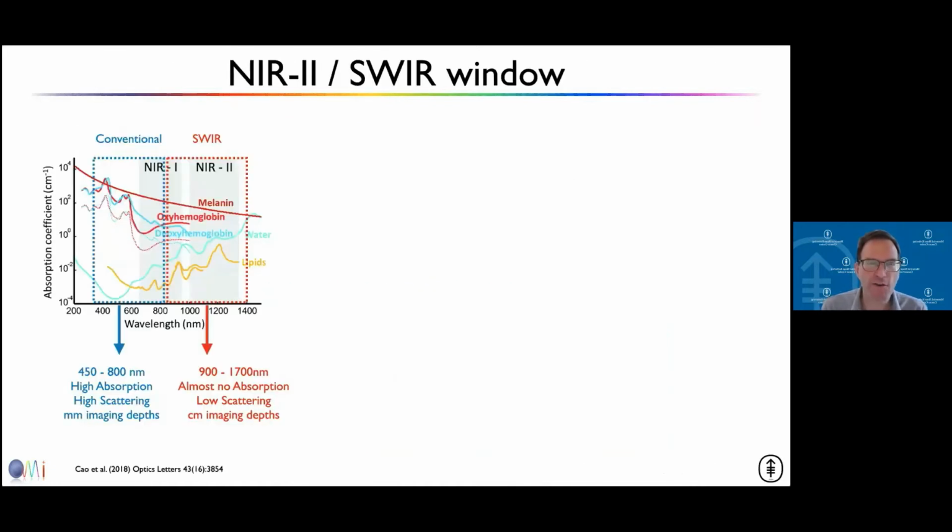Now, I'm not sure if this has been mentioned before or I missed it. The SWIR or near-infrared 2 window is going increasingly into focus. In the conventional near-infrared, up to 800, we have high absorption, high scattering, millimeter imaging depth. There's, of course, the near-infrared window where the water absorption is very low around here. And then now there's the shortwave infrared or NIR2 window, which goes from 900 roughly to 1700. There's almost no absorption there. It's low scattering, and you can go much deeper.